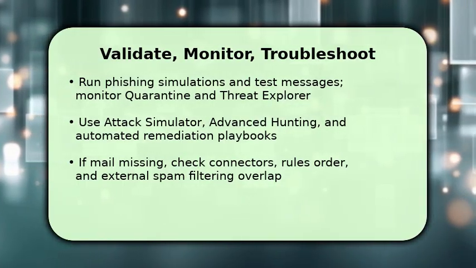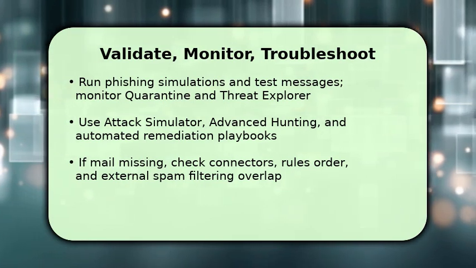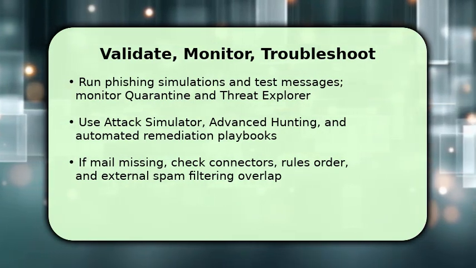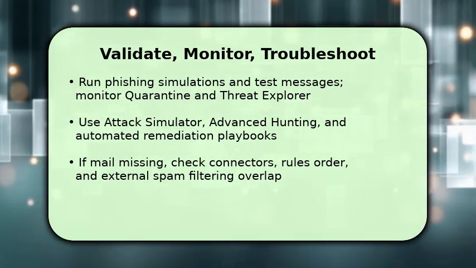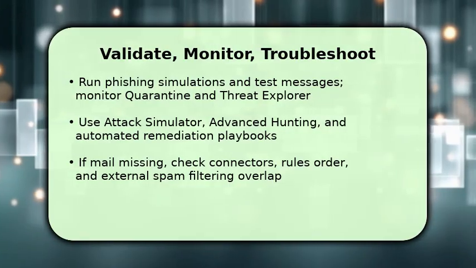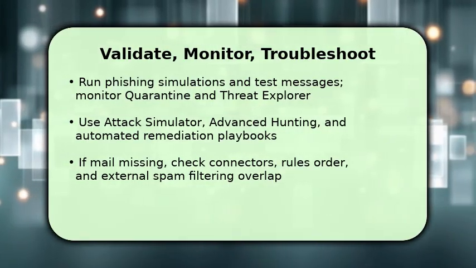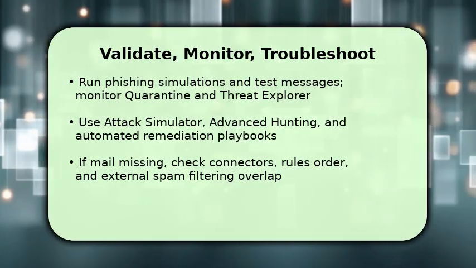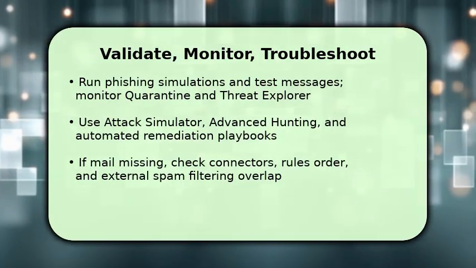Make sure connectors and transport rule ordering match your intended flow. Misordered rules or duplicate external filters often cause missing mail. If things go wrong, check connectors, rule priorities, and quarantine logs first. Those usually reveal the root cause quickly.